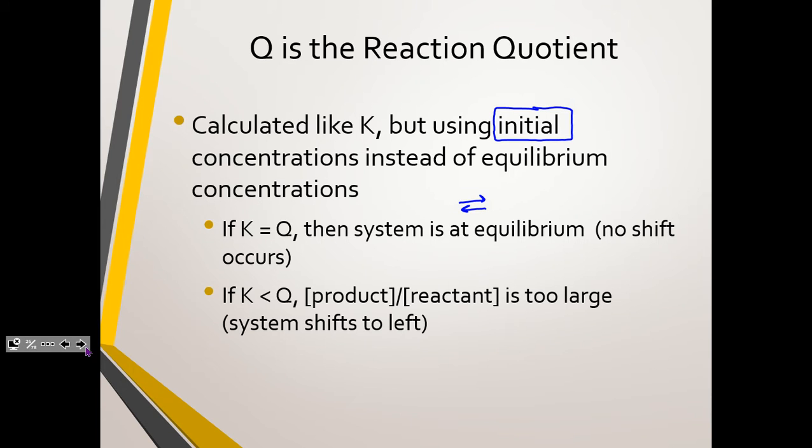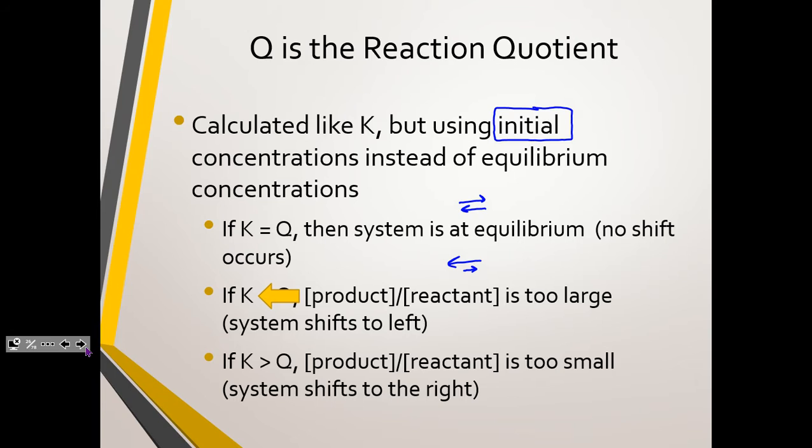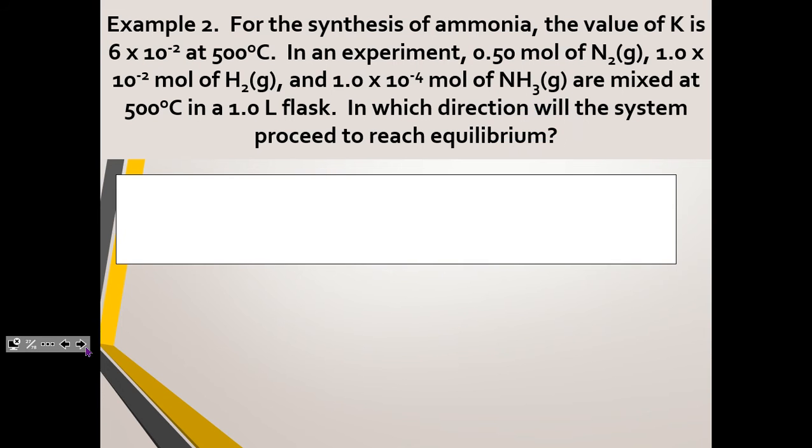If K is less than Q, then the product to reactant ratio is too large and the equilibrium is going to shift to the left. So sometimes you'll see a big arrow and a small arrow for that. If K is larger than the reaction quotient, then the product to reactant ratio is too small and the system has to shift to the right. And sometimes what we'll see is a small arrow and a big arrow that way. So let's go ahead and put that into play.